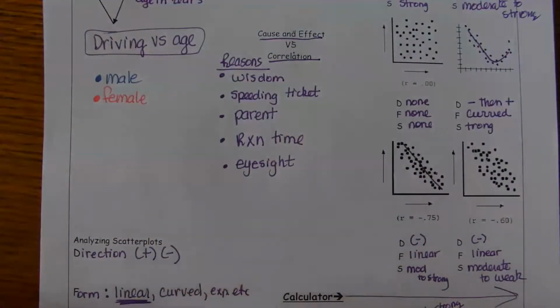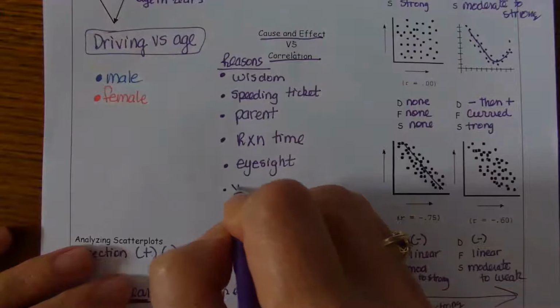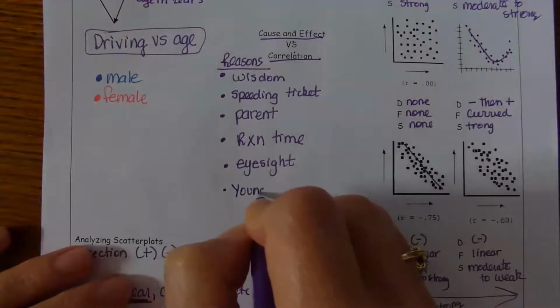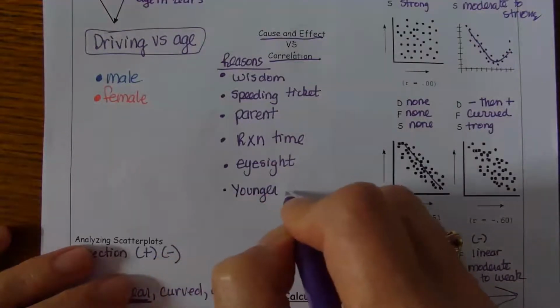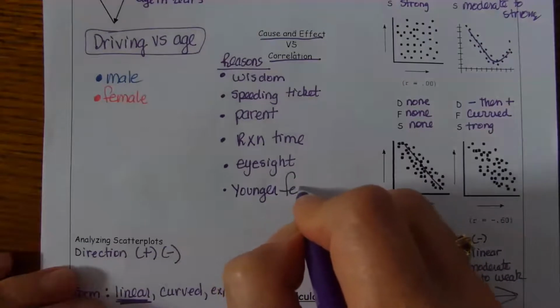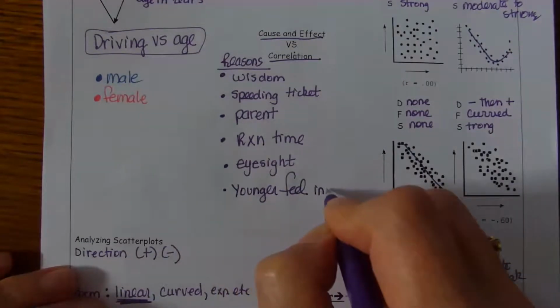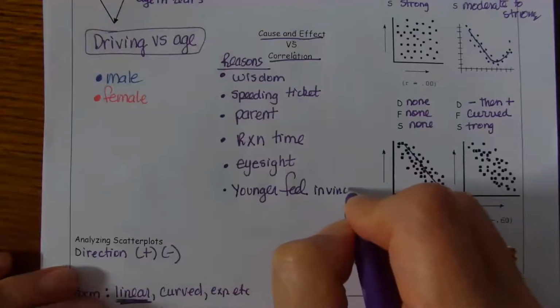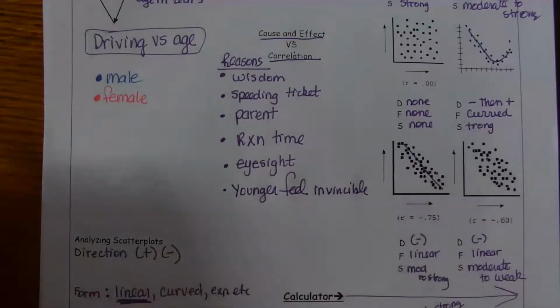Can you think about it? Also, younger people, what do you feel? Younger people, according to psychology, feel invincible. You don't think you're going to get hurt. Once you have kids, it's all you worry about, right?